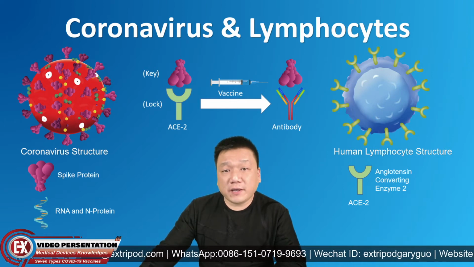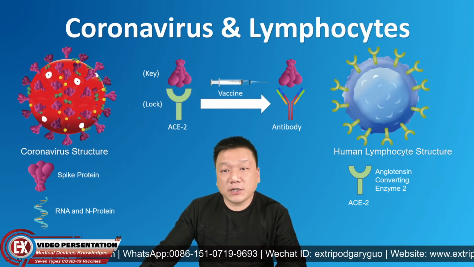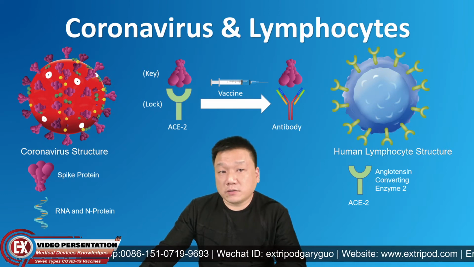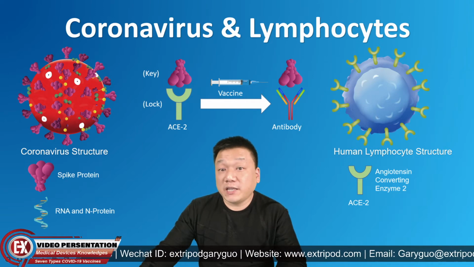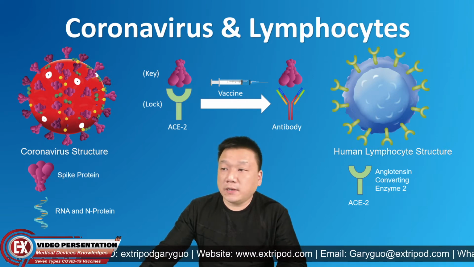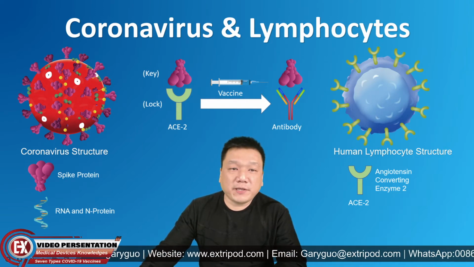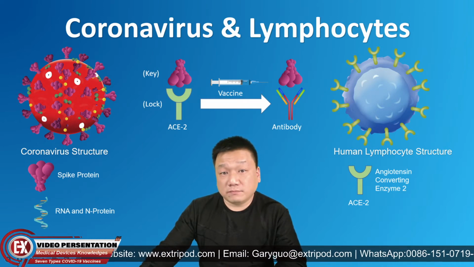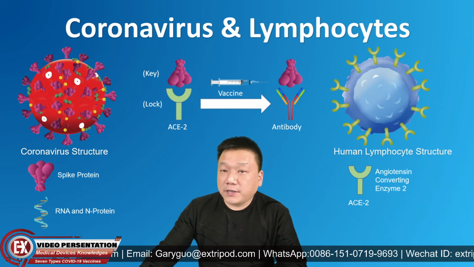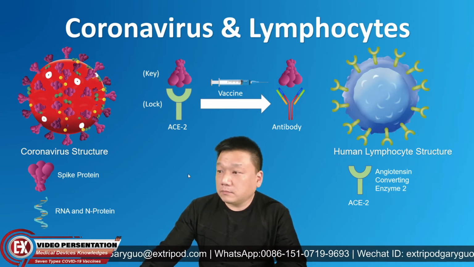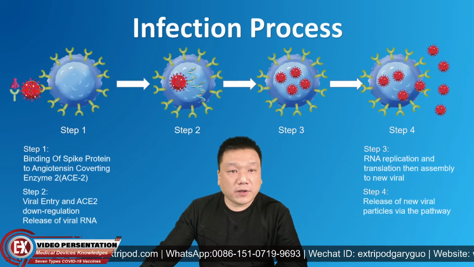Spike protein is the key which can combine with ACE2 to enter our human cells, and the vaccine can help us let our body produce antibodies to stop this entering process. This is the basic mechanism. If you do not understand, okay, let's check the detailed process. Hope I can explain well.